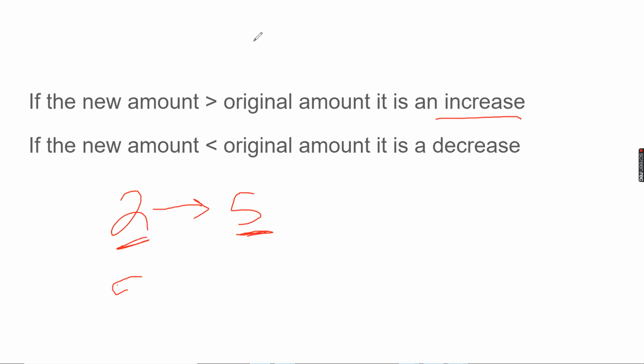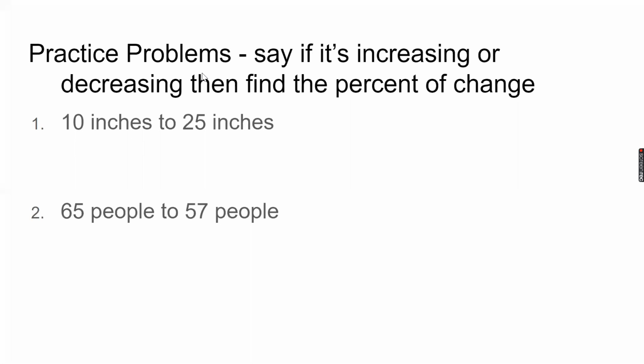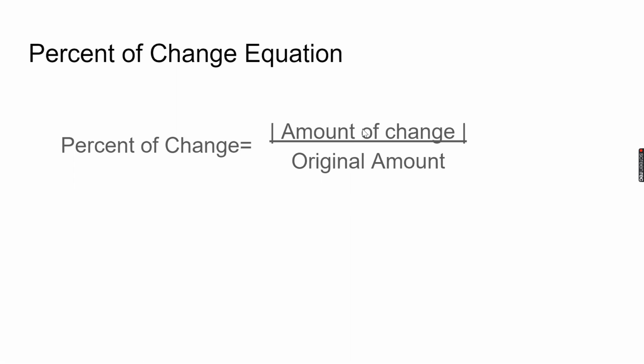If we were going from 5 to 2, though, that's going to be a decrease because it's going down in numbers. And the new amount is less than the original amount. 2 is less than 5. And so you're going to be telling me whether it's an increase or a decrease, and you're going to be telling me the percentage. And the percentage comes from that equation back over here. That's going to give us our percent.